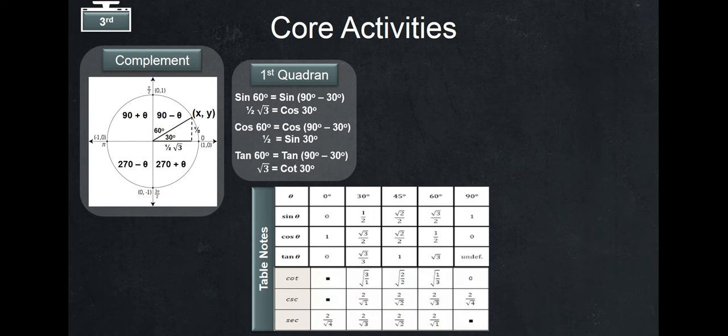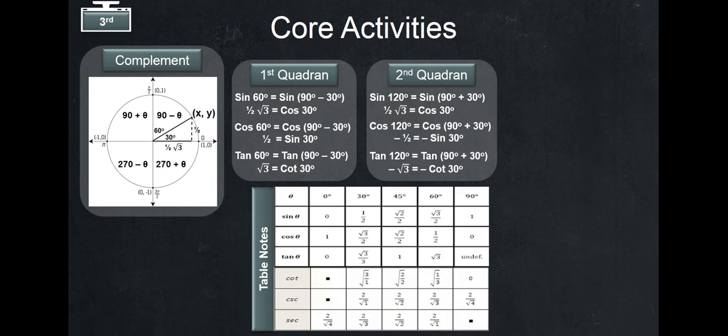Example of using the formula in quadrant 1: sine 60 equals sine of 90 minus 30. The sine value of 60 is half root 3, equals cosine 30. Example in quadrant 2: sine 120 equals sine of 90 plus 30. The sine value of 120 is half root 3, equals cosine 30.